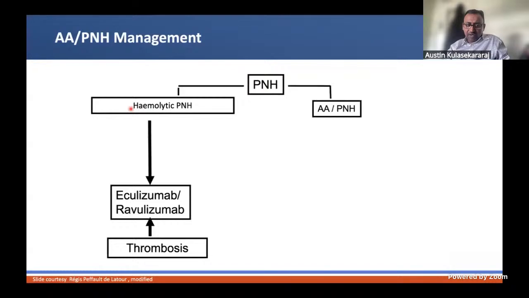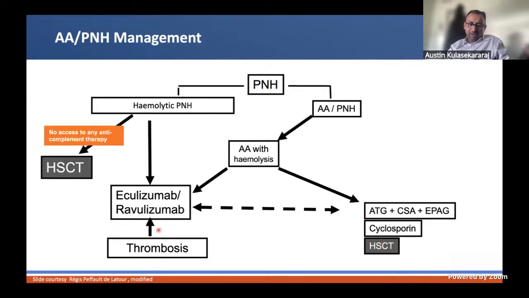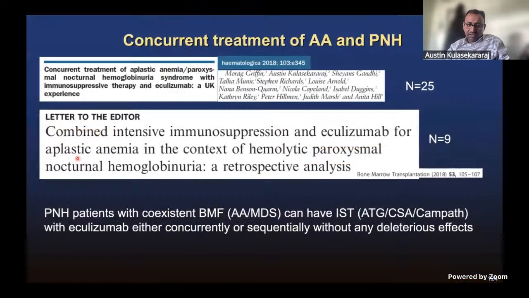therapy as well. Because we always say that in the context of aplastic anemia, you think of transplantation in the right context, but in the context of PNH, we always talk about anti-complement therapy. But if you do not have access to anti-complement therapy, transplantation should be considered if you have the right donor and counseling and all those things as well. And definitely aplastic anemia with hemolysis, this group of patients you should consider for transplant.